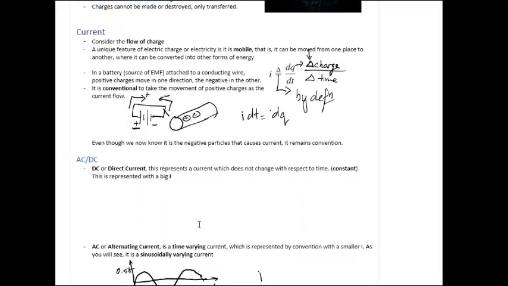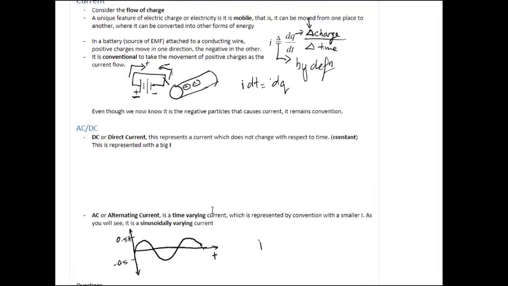So moving on, we're going to talk about AC and DC currents. What DC simply means is the current does not change with respect to time, which implies that the current is constant. This is represented usually with a big I, so like so. When we see this, we know it's a DC current. If we want to represent this as a graph, let's say the current provided is 1 amp. That means it's always constant at 1 amp, unless the source is switched off or something.